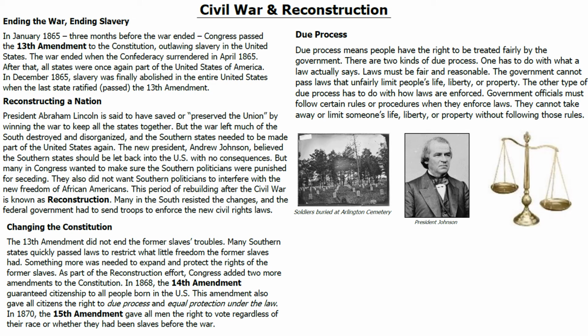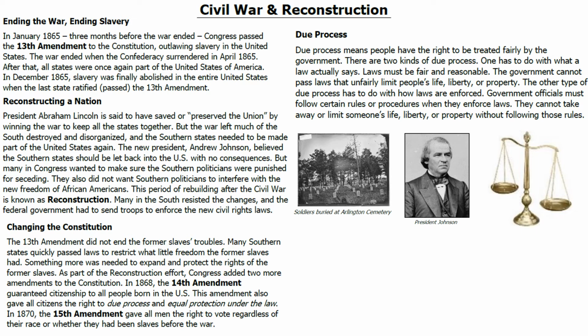Due process. Due process means that people have the right to be treated fairly by the government. There are 2 kinds of due process. One has to do with what the law actually says. Laws must be fair and reasonable. The government cannot pass laws that unfairly limit people's life, liberty, or property.